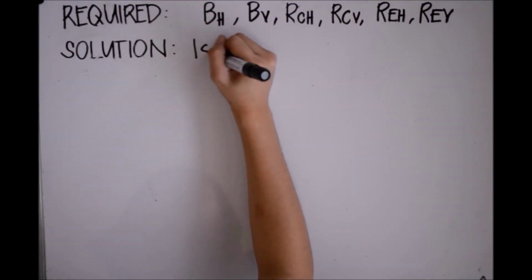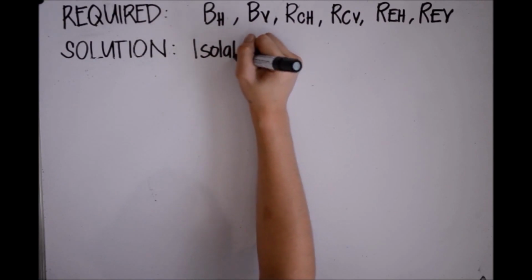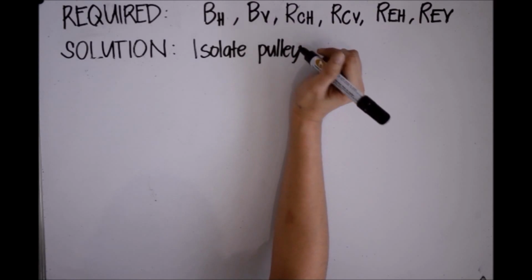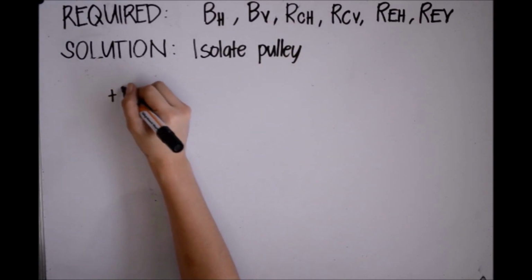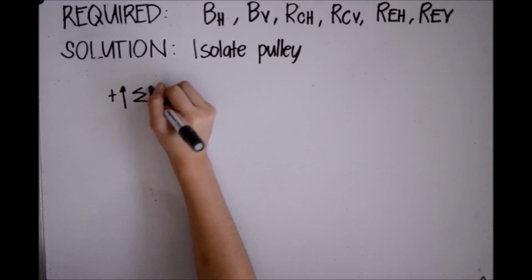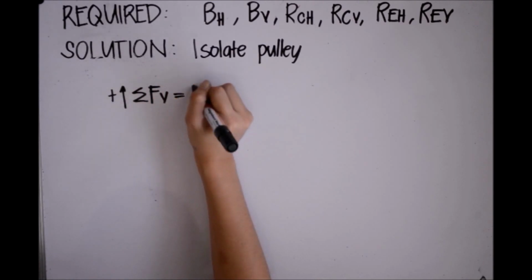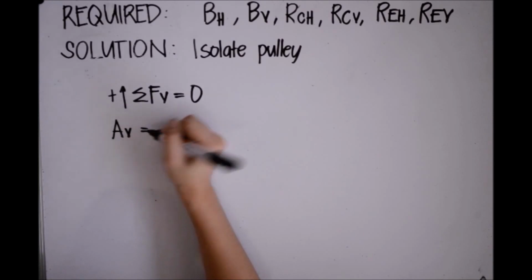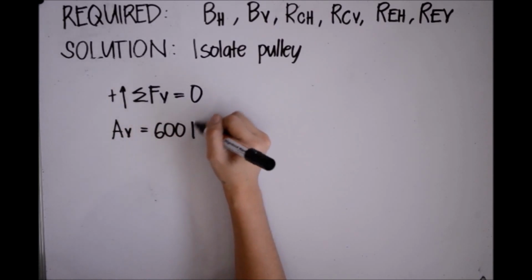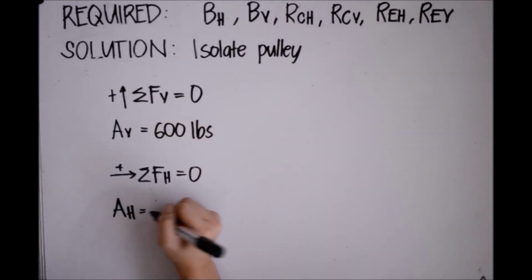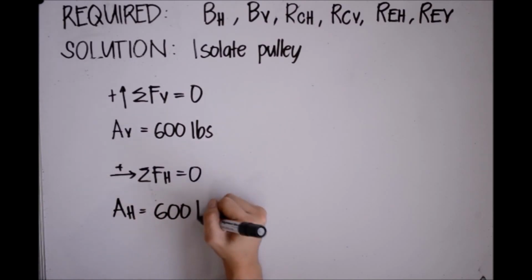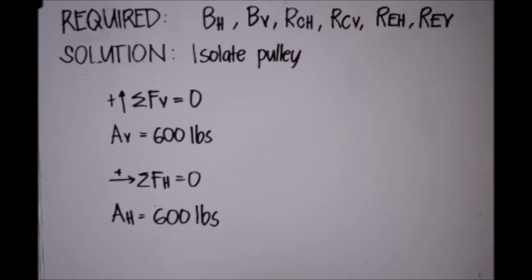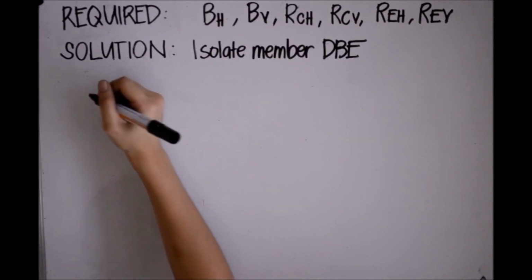Required in this problem are B horizontal, B vertical, reaction C horizontal, reaction C vertical, reaction E horizontal, and reaction E vertical. Solution: isolate pulley. Summation forces vertical positive upward is equal to 0. A vertical is equal to 600 pounds. Summation forces horizontal positive to the right is equal to 0. A horizontal is equal to 600 pounds.